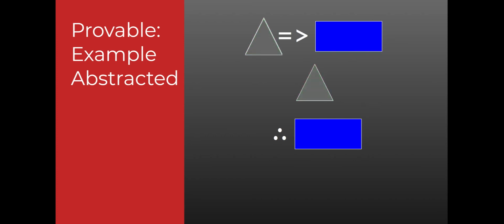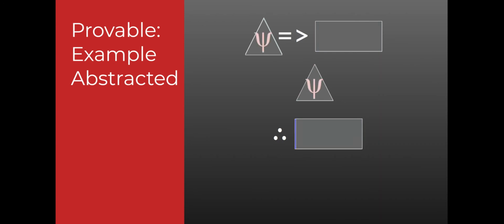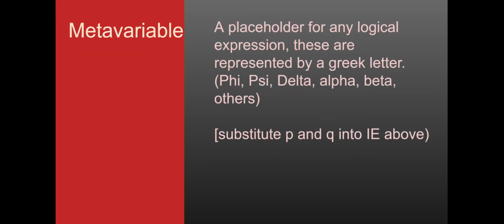And because formal logic doesn't typically use colors and shapes, we replace these with Greek letters for the triangles as well as the rectangles. So ultimately, we have a generalized form of a proof where any logical sentence psi implying theta, and given psi, allows us to conclude theta. So those fancy Greek letters are placeholders for any logical expression, and they're called metavariables. And that's what a metavariable is. Having seen it in use, understanding the metavariable hopefully is a little bit easier.